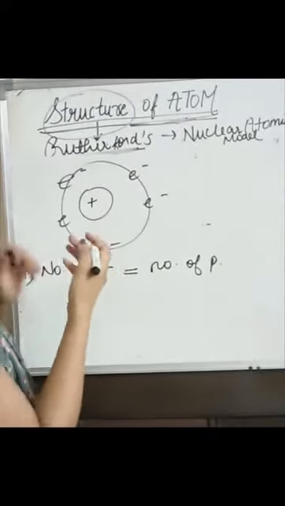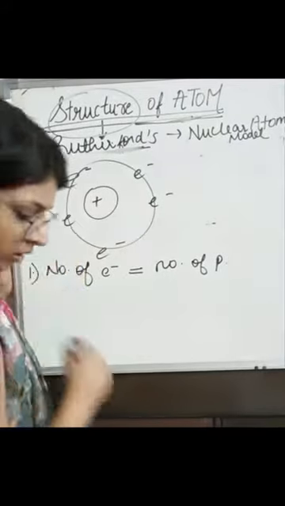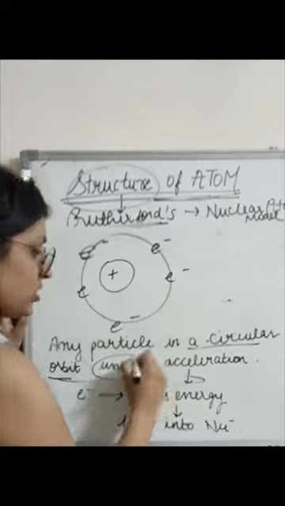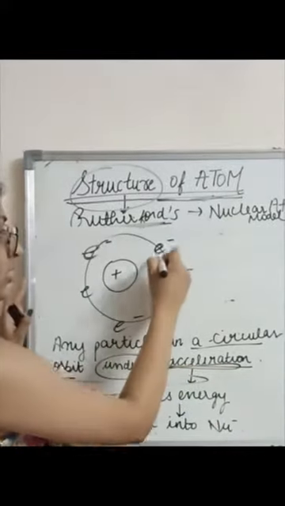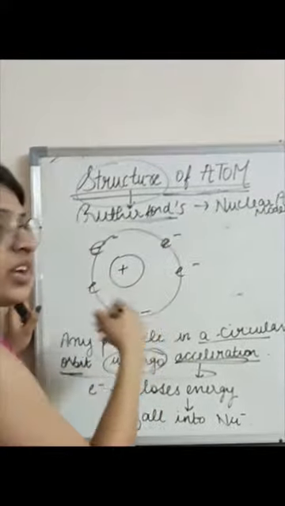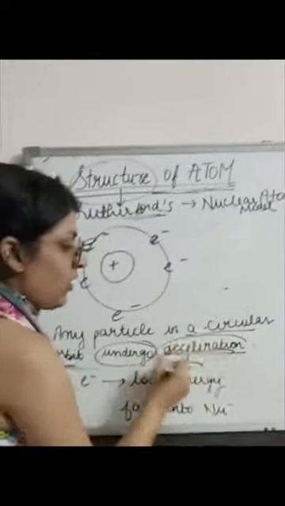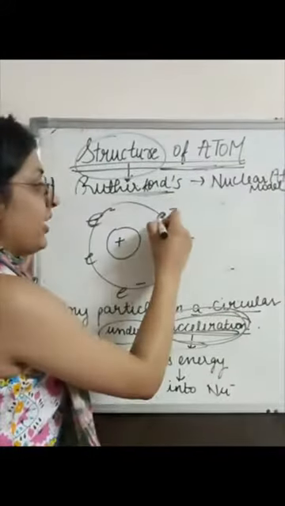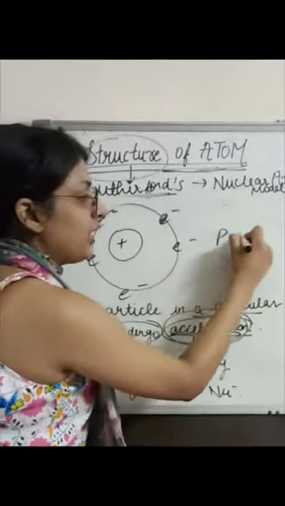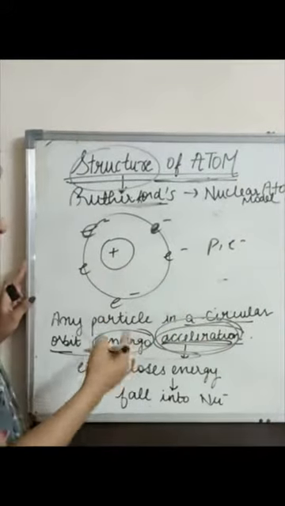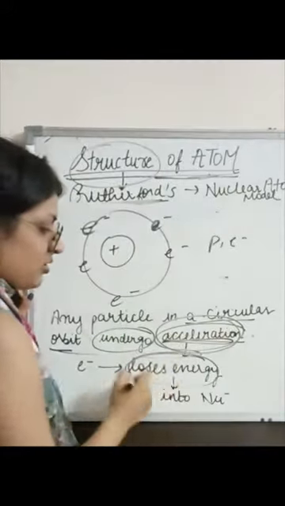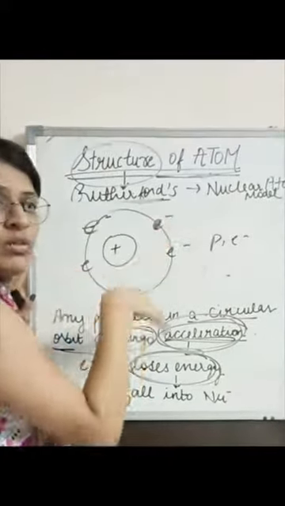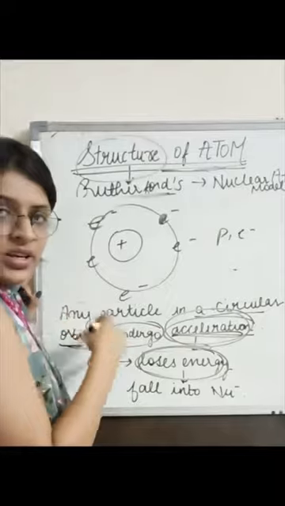Now we will see what the drawbacks of Rutherford's atomic model were. Any particle in a circular orbit undergoes acceleration. That is, if this electron is moving in a circular orbit, it will undergo acceleration. And we know that any charged particle, be it a proton or an electron, undergoing acceleration loses energy. If this electron revolves around the nucleus, it will continuously lose energy.